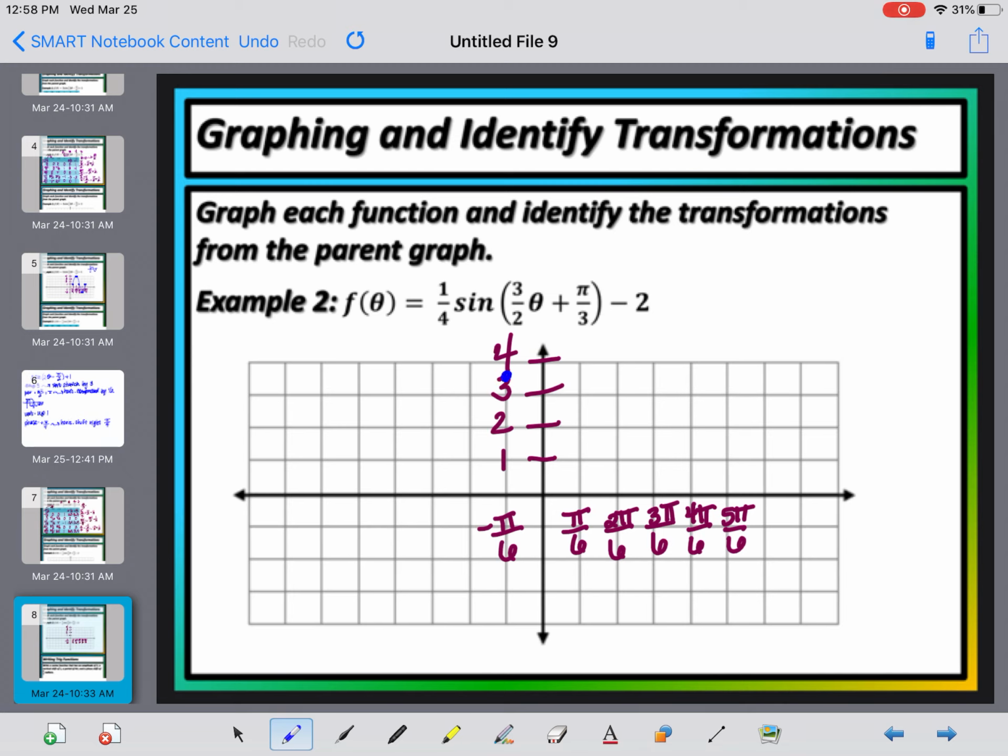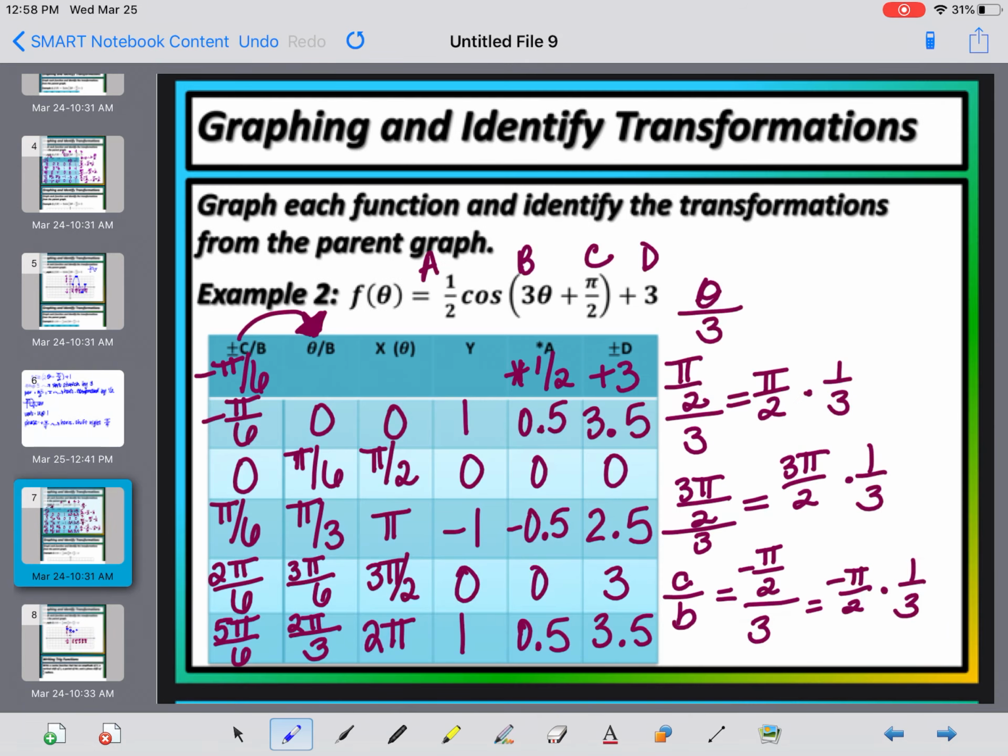All right, so negative pi over 6, 3.5, 0, 3, pi over 6, 2.5, 2 pi over 6, 3, something's not right. Let's check back in our table. Okay.